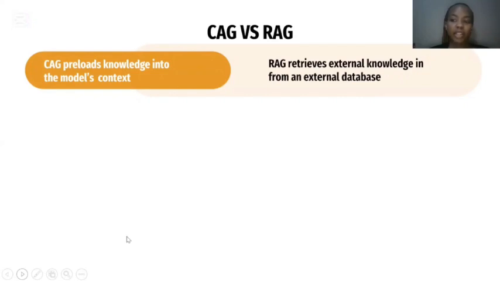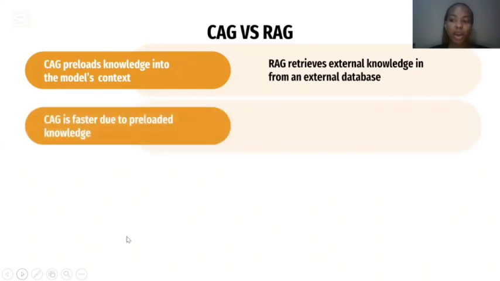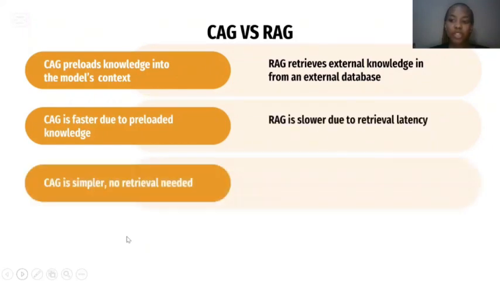On the other hand, RAG retrieves external knowledge from a database, making it more dynamic and scalable. However, this comes at the cost of retrieval latency and the additional complexity of integrating external information. In summary, CAG is faster and simpler but limited, while RAG is more flexible, scalable but slower due to retrieval overhead. Choosing the right approach depends on the use case.